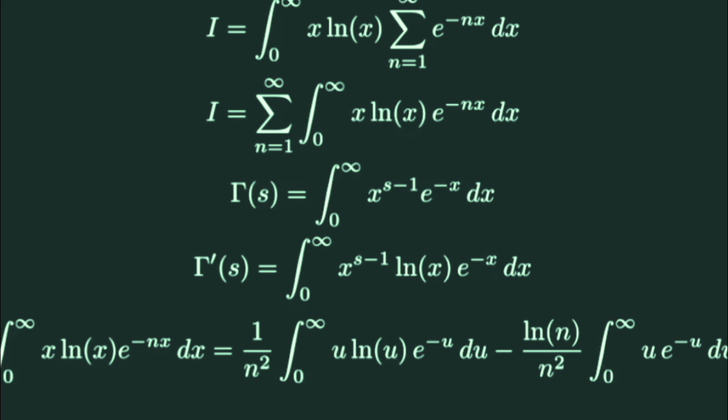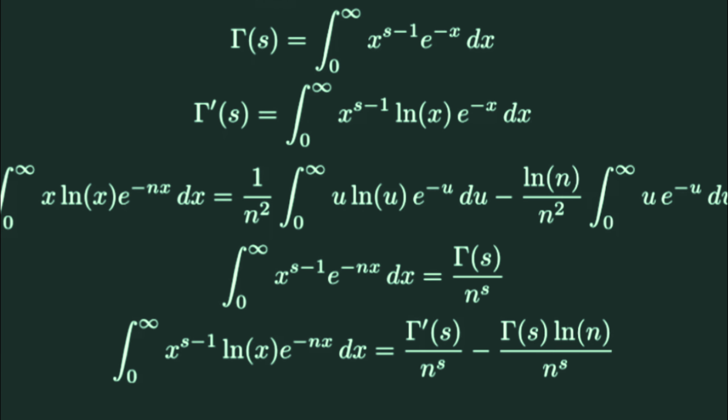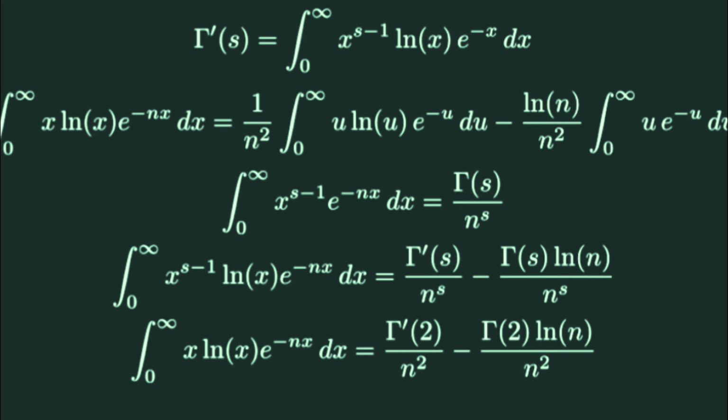A more compact way is to use the identity. The integral of x to the s minus 1 times e to the negative nx equals gamma of s divided by n to the s. Then differentiate with respect to s. Our integrand has x to the first power, so we set s equal to 2. That gives x to the s minus 1 equals x. Now sum over n from 1 to infinity.